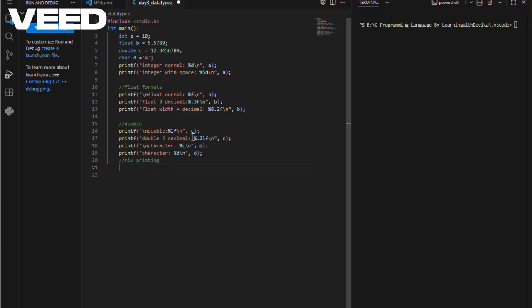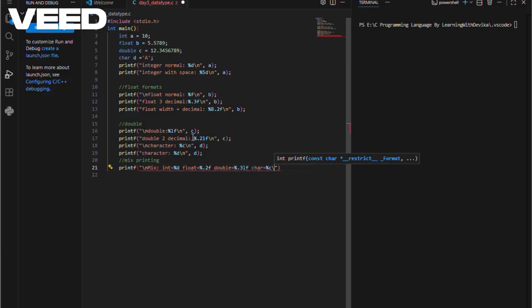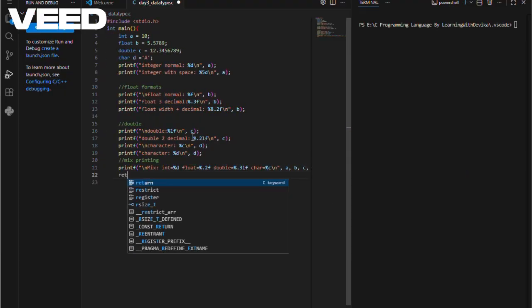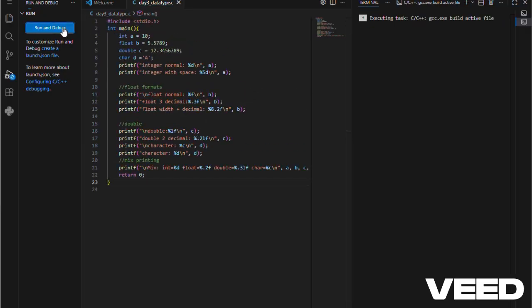Percentage lf is used for a double number, and percentage .2lf means it stops after two decimal places. Percentage c means it will print the character A. Percentage d with the character means it will print the value of the character, 65.